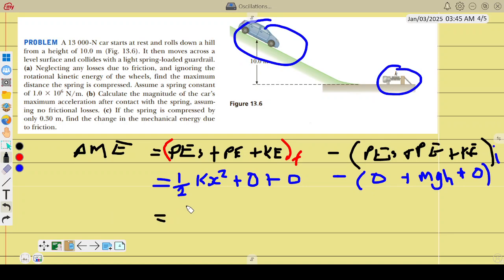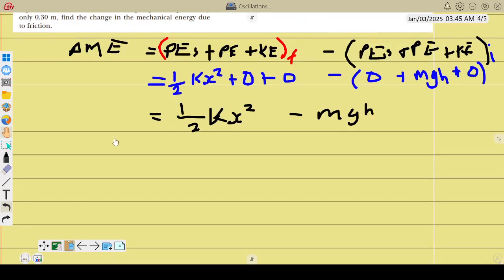so we're going to say this is half kx squared minus mgh. And then what are we going to have? 1/2, the spring constant, they told us it's 1 times 10 power 6. And then the value of x, they said it moved there. Can you see here? What if it was compressed only by 0.3?